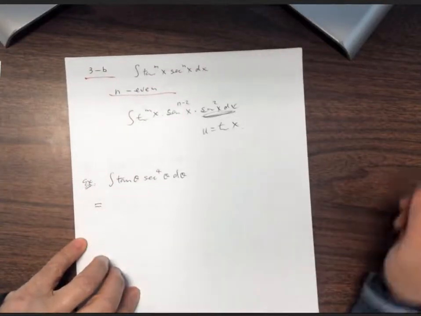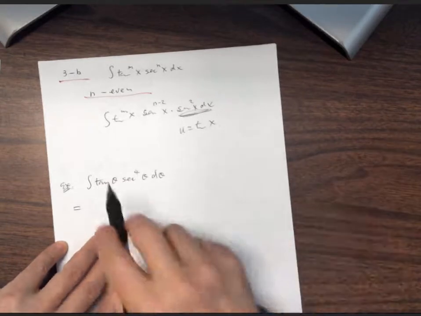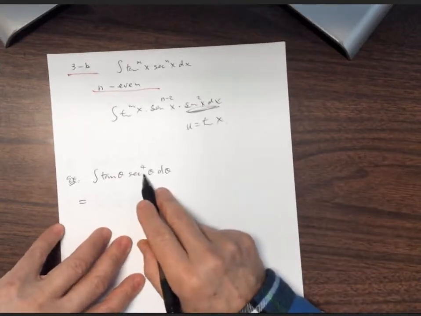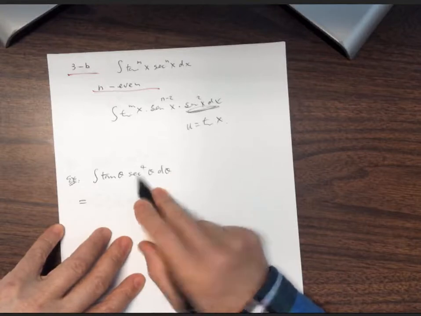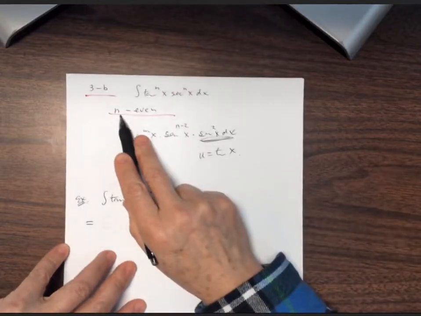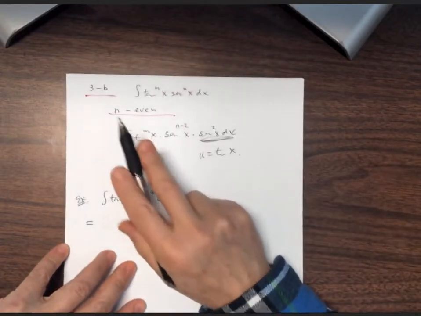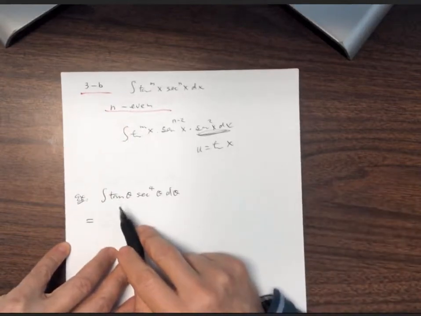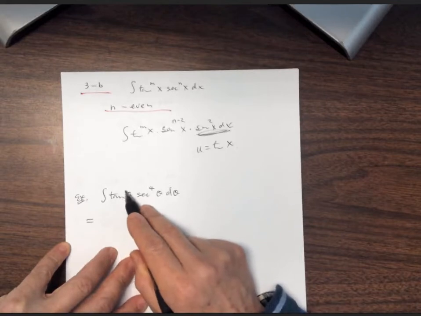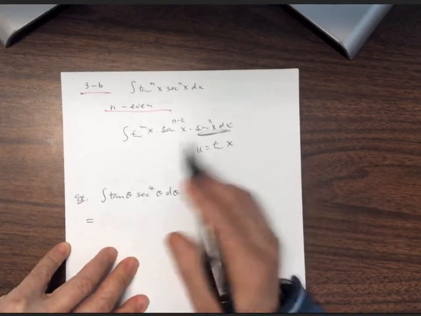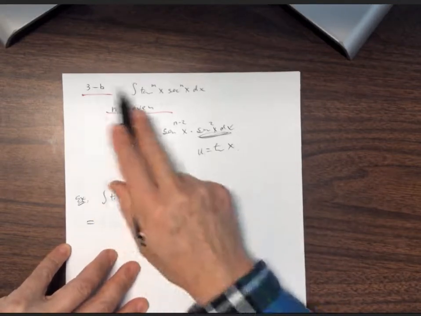Let's see an example. Okay, well, we check the second power. That's even, so clearly it's 3b. Actually, this is also 3a too, because the power here is odd, but we want to treat it as 3b.